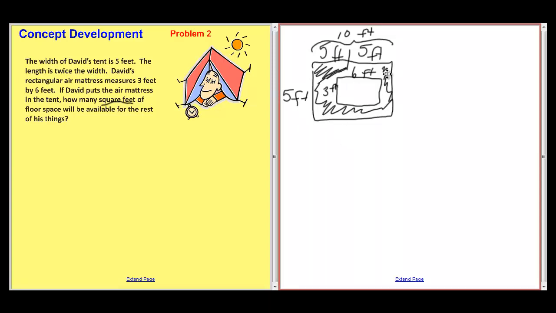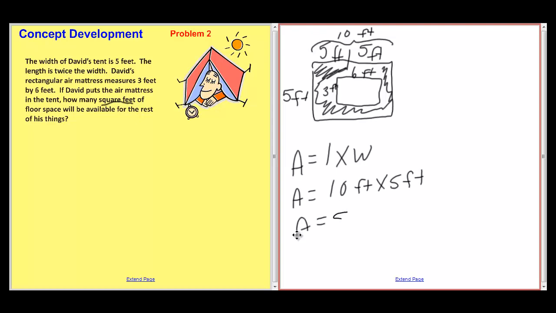So first of all, I'm going to find the total area of the tent. So area equals length times width. So the area of the tent would be 10 times 5 feet. So the area of the tent would be 50 square feet. Okay. Now I'm going to find the total area of the air mattress. And I think I can do this just right here. 6 times 3 is 18 square feet.